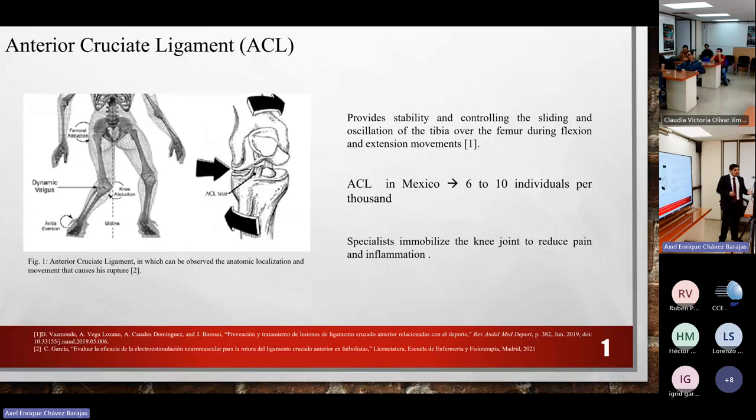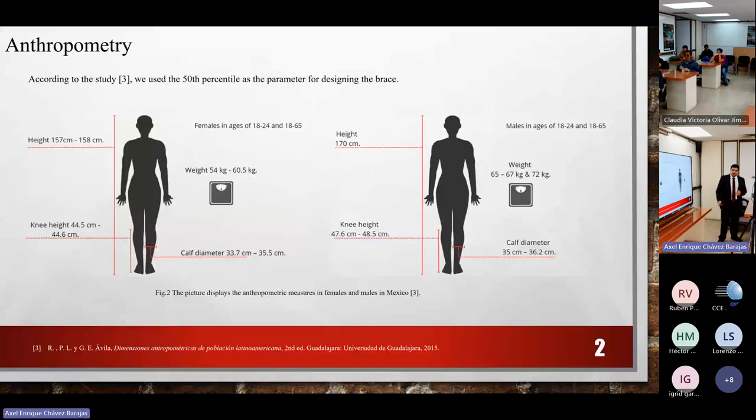So, as a part of the protocol, the specialist recommends immobilizing the knee joint to reduce the pain and the inflammation. As a first step of our research and development of this brace, we started by researching the anthropometry of Mexican people, and according to a study made at Guadalajara University, we used the fifth percentile as a design parameter for the brace.